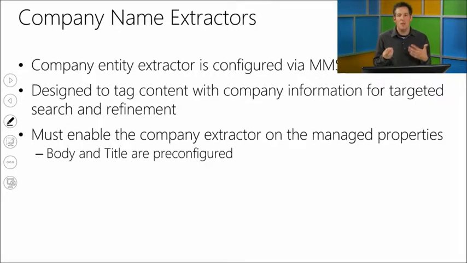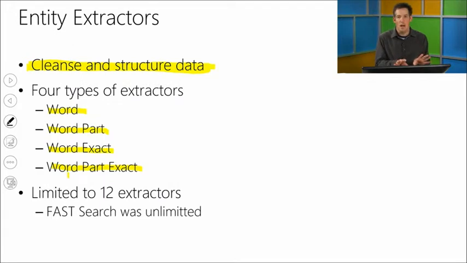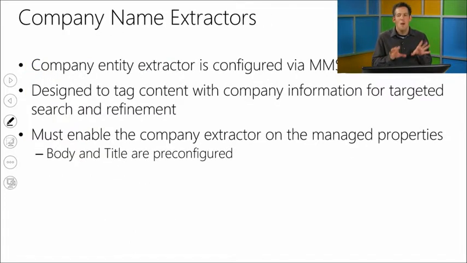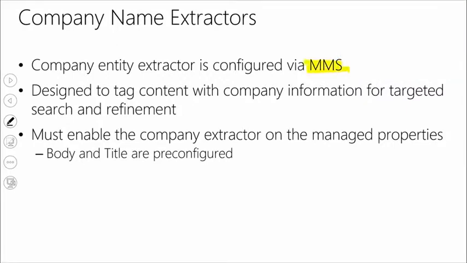What's unique about the company name extractors as opposed to the normal entity extractors is that the normal ones require that CSV file. We have to go in and import it. The company name extractor, because Microsoft is basically guessing, hey, this is something you're going to use quite frequently, they baked this capability right in. And you'll notice, we can take down my little picture-in-picture there real quick. It's actually configured inside of MMS.